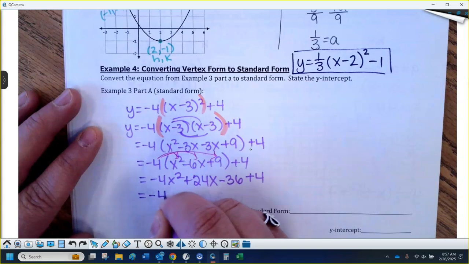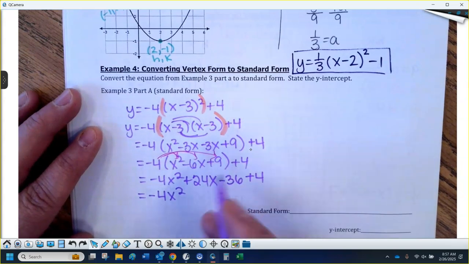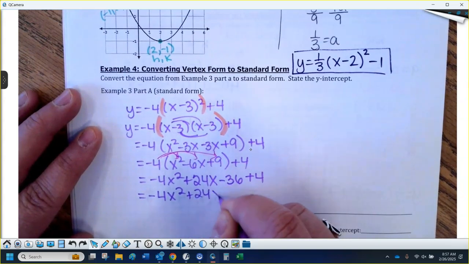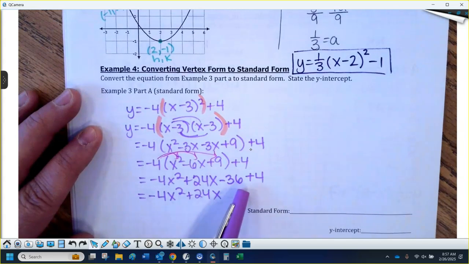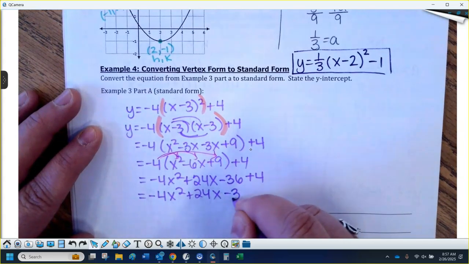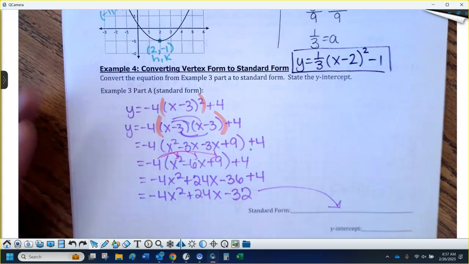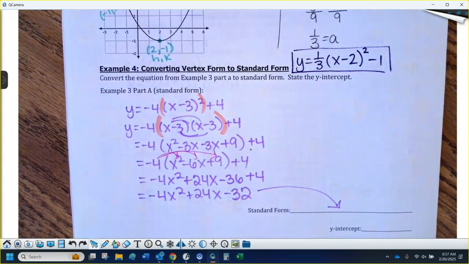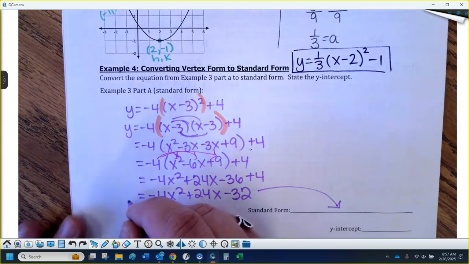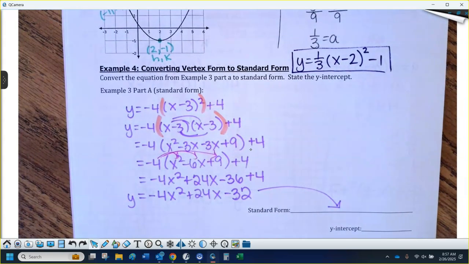So last step there, this would be -4x squared plus 24x. I can put the -36 and the 4 together. That's going to be -32. There's my standard form. I'm just not going to write it again. And don't be tempted to go, oh, those are all divisible by 4 and divide by. Don't do that. Standard form means we don't have any parentheses.